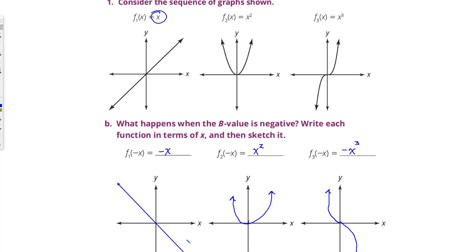Okay. So if I was to say these reflected, what would you say these reflected over? The y-axis. Any questions on that before we go?